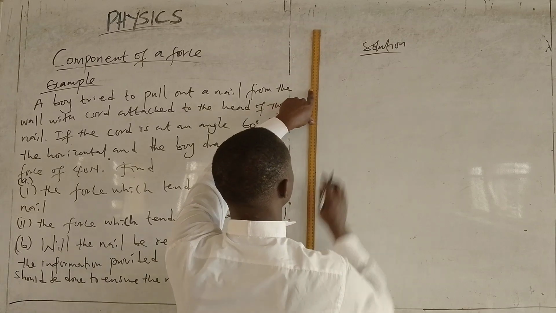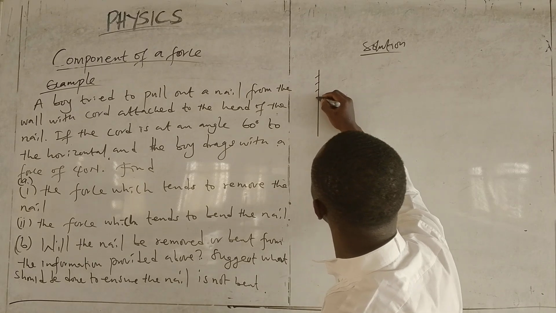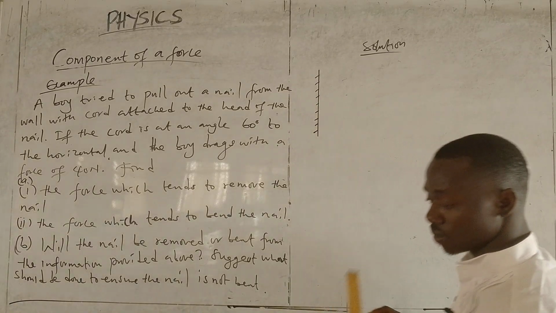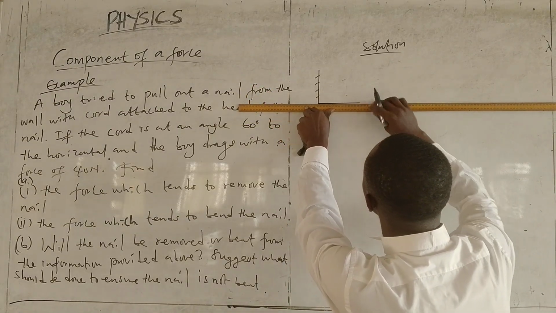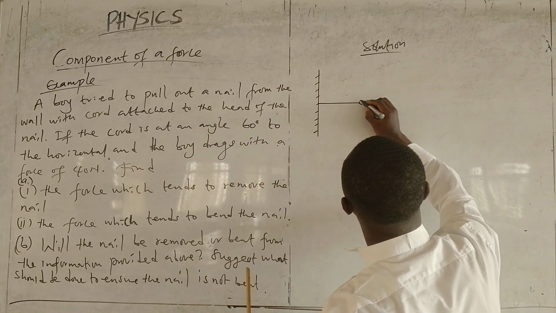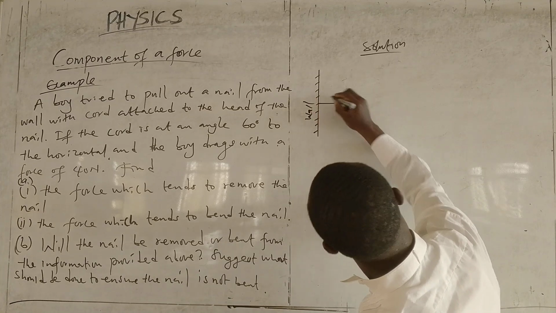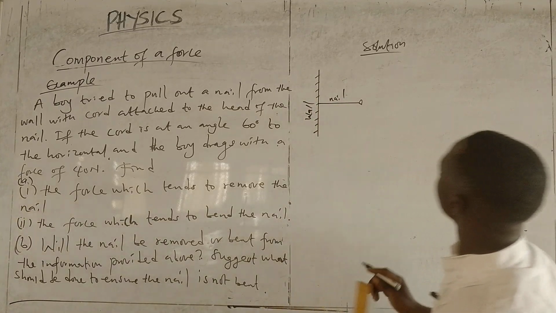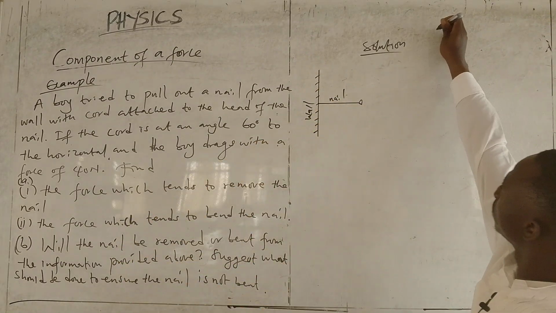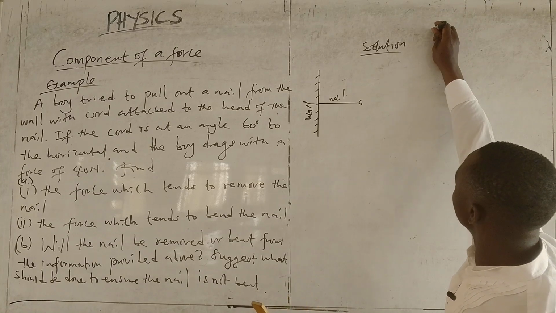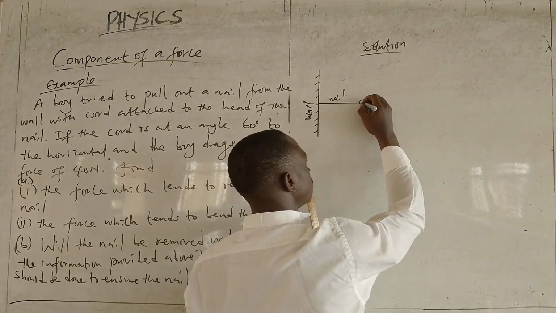So I'm going to draw the vertical wall first. If this is a vertical wall, now this is the nail, and this is the edge of the nail. Wall and nail. Now we assume the boy is down. So if the nail is up here, this is the nail. He ties a rope and then drags this way. So this is the cord.